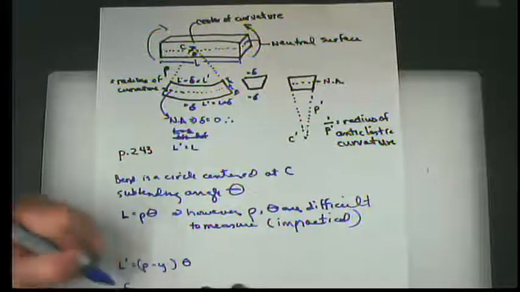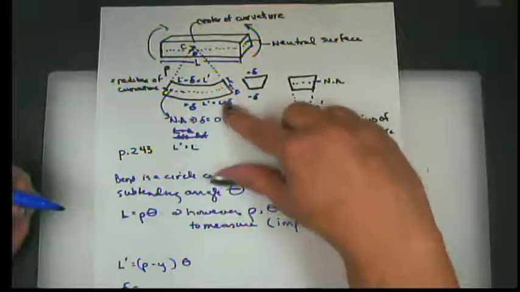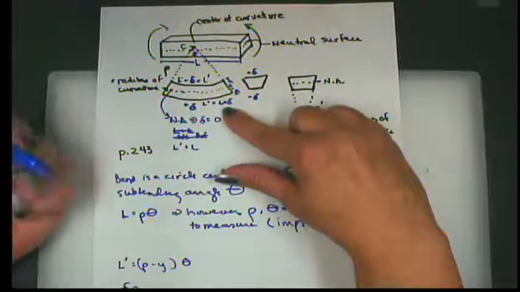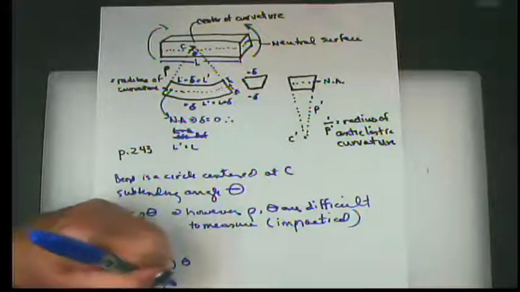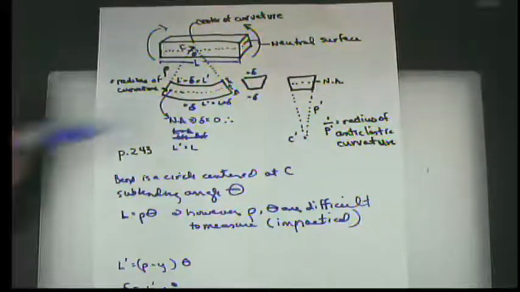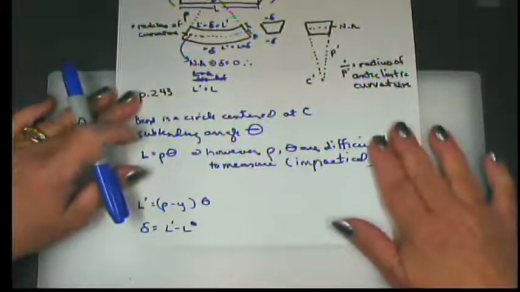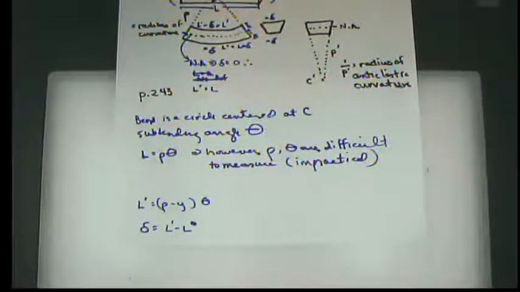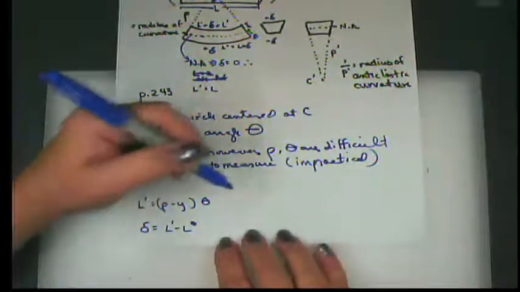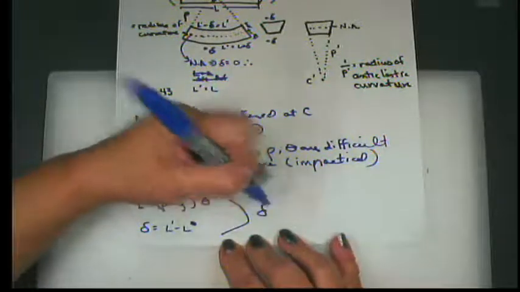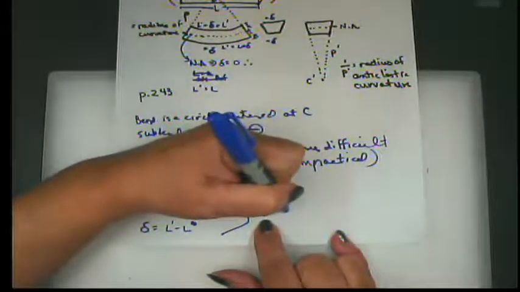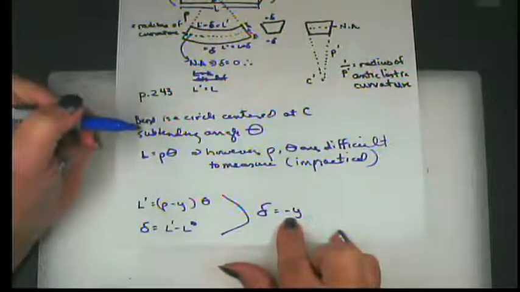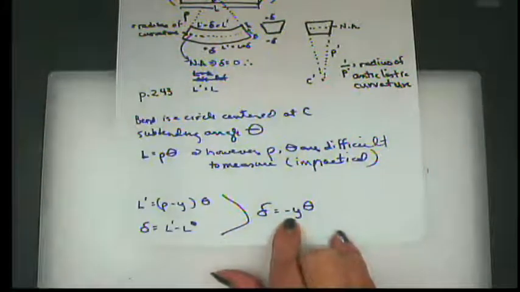We also know that del, which is the change in length, is going to equal, I guess we could say L minus L prime. I'm going to change that to keep my signs the same. So it's going to be L prime minus L. Yes, sorry about that. Is that better? Yes. Okay, we got it now. And finally, if we add these equations together, we find, if we combine these equations, we'll find that del is equal to negative y, or the distance from the neutral axis, times theta.